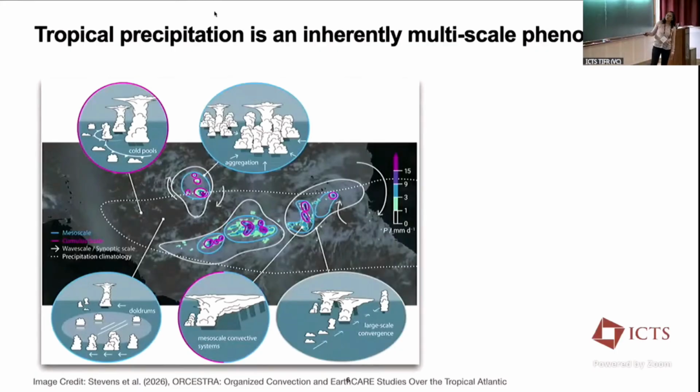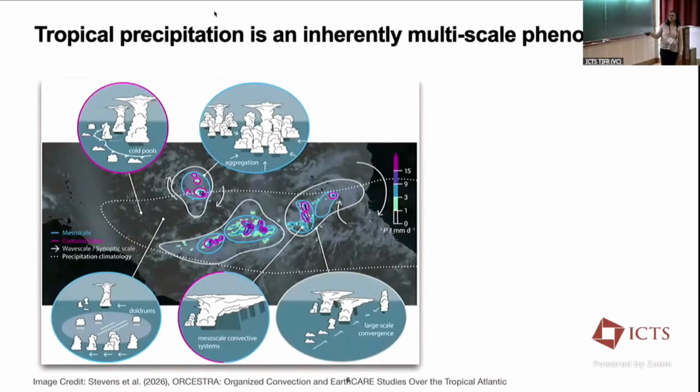And I've made use of this image from the recent ORCESTRA overview paper, which is a campaign that sampled the ITCZ in the Eastern Atlantic and the Western Atlantic. They've indicated all of the scales that we've seen throughout the workshop so far in this image. You have the visible image at the back, and the dotted line showing the precipitation climatology contour. So all of the mean precipitation falls inside this. And you have the mesoscale indicated by the blue circles and the cumulus scale indicated by the magenta circles.